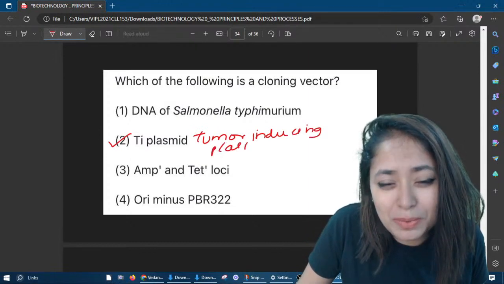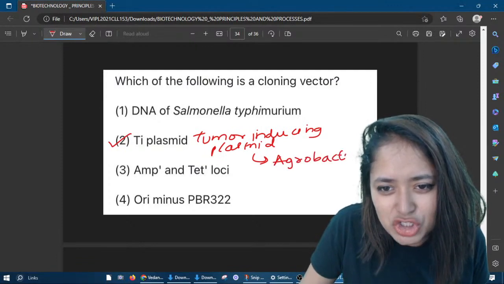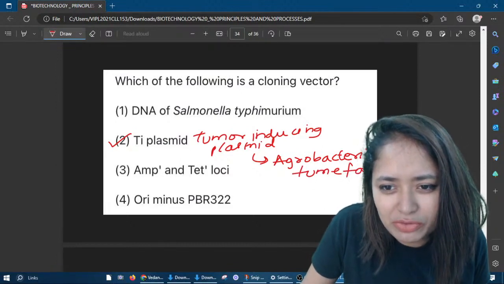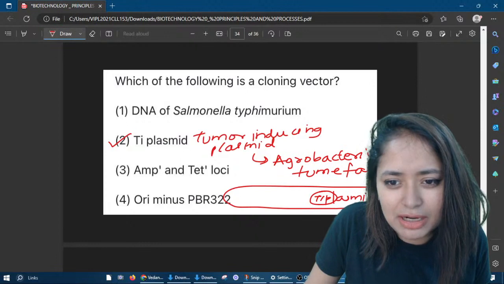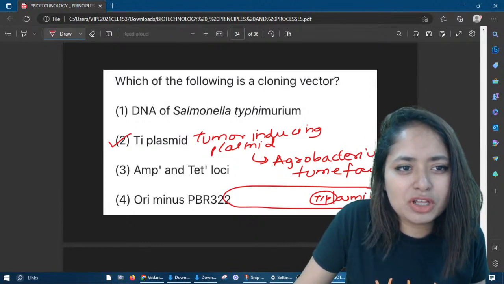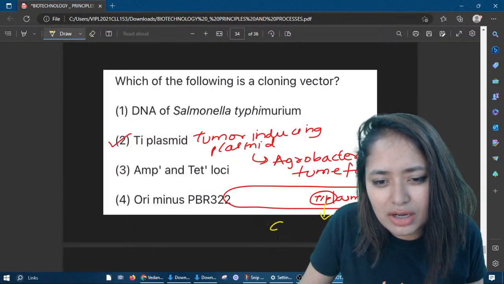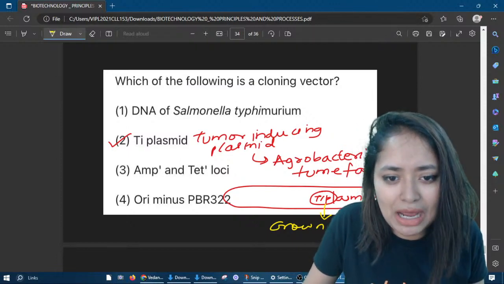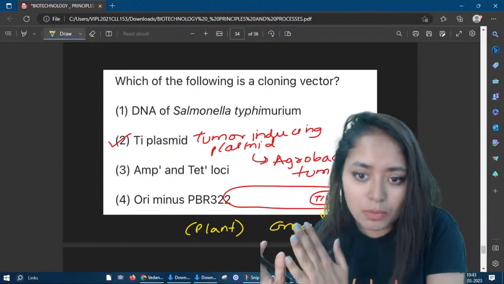tumor inducing plasmid is obtained from an organism called Agrobacterium tumefaciens. Let me talk to you people about the story of this guy. Agrobacterium tumefaciens is a bad guy. He has a plasmid in him called the TI plasmid. Now, it's a bad plasmid. Why? Because if this particular plasmid enters any organism's body, that body will get a crown gall tumor. It's a plant disease, my dear children. The plant will get crown gall tumor if TI plasmid enters inside the body of the plant.